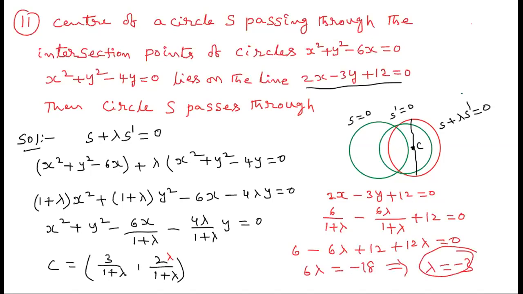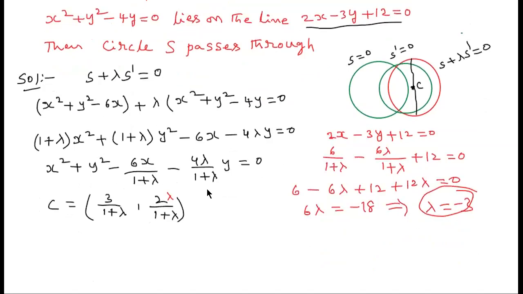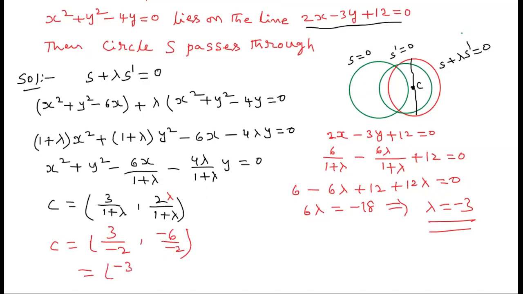So this lambda value, substitute in the center. So center C, lambda value is minus 3. Substitute here. We get 3 by minus 2, comma, 2 lambda divided by 1 plus lambda. That means minus 6 divided by minus 2. So overall the answer is minus 3 by 2 comma 3.